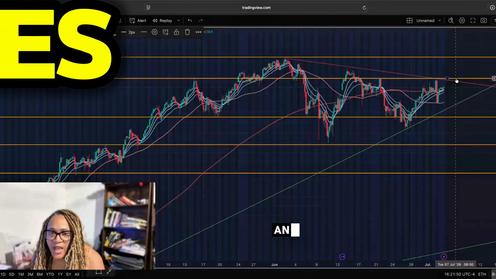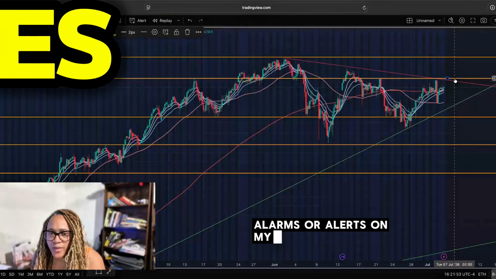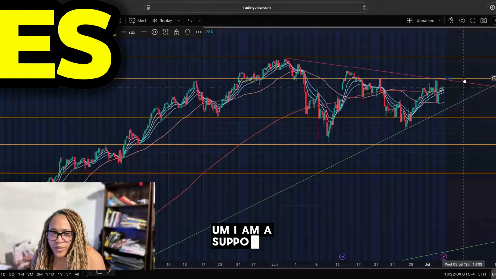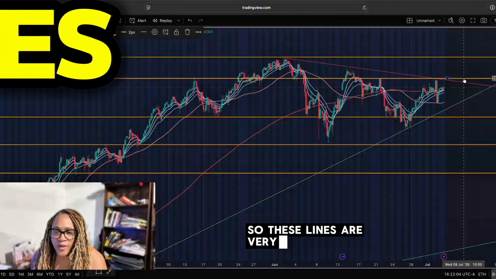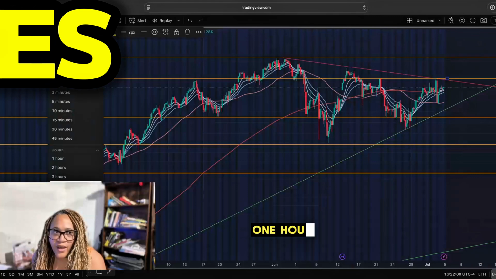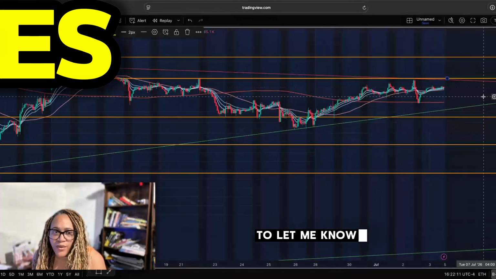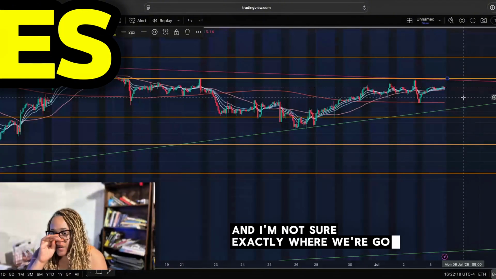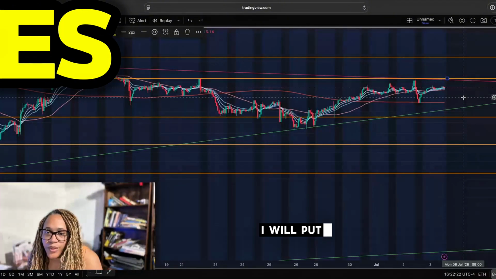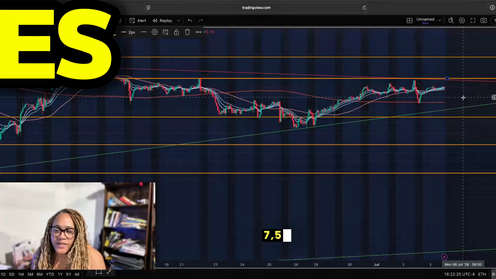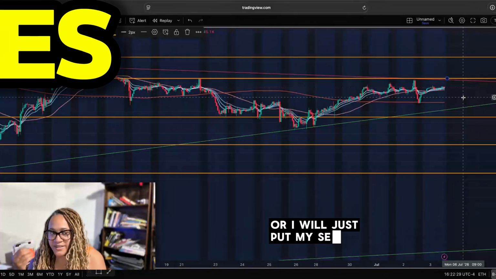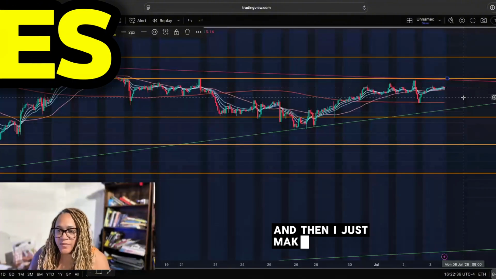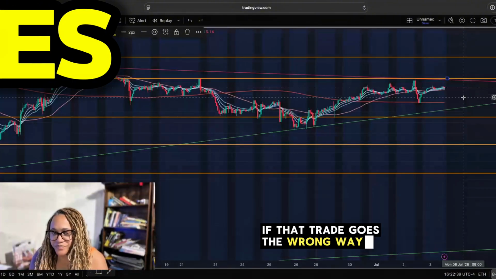I also like to put alarms or alerts on my lines to let me know that resistance has broken or support has been broken. I am a support and resistance trader, so these lines are very important for me. Even if I'm on the 1 hour, I'll put some lines down too. Let's say I'm trading that day and I'm not sure exactly where we're going, but I have an inkling that we're going to sell. I will put an alert here at 7,500, or I will just set my limit for the sell to catch me on the way down because I might be busy, I might be sleeping or something. And then I just set my stop loss at what I'm willing to lose if that trade goes the wrong way.